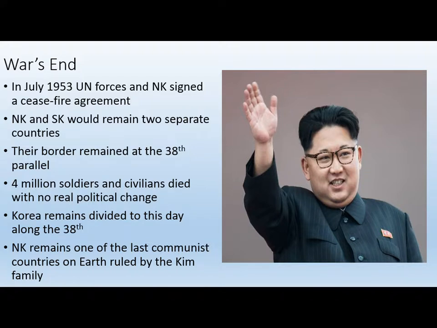Over here on the right is Kim Jong-un. He is the latest Kim ruler. He is the third in the line.